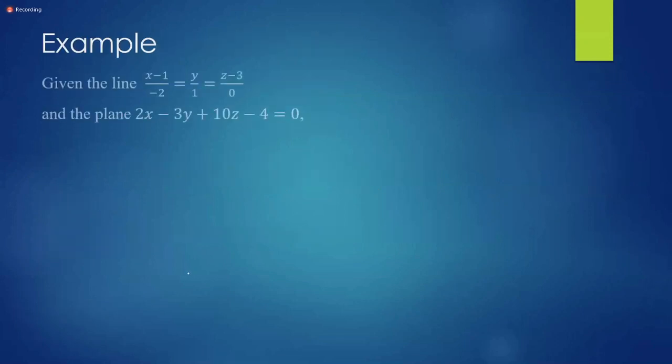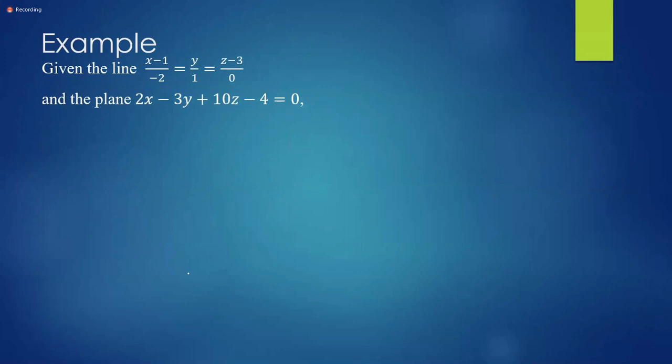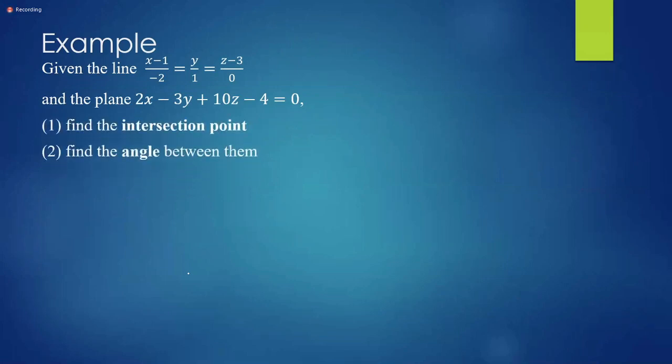Let's have a look at an example. Suppose we have a line and a plane, and let's consider two things: find the intersection point and find the angle between these two. It's always a good idea to make a sketch, just to remind you what these things look like. And then you could also remember that the angle between the line and the plane will not be the angle between the normal vector and the direction vector of these two objects.